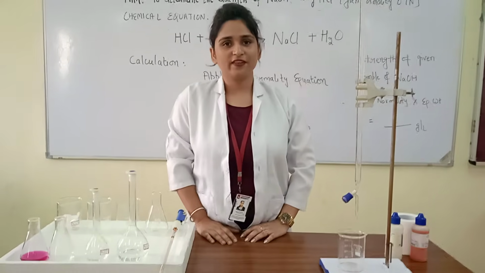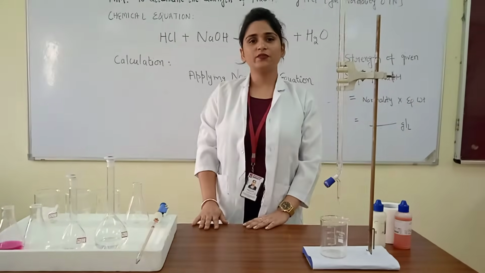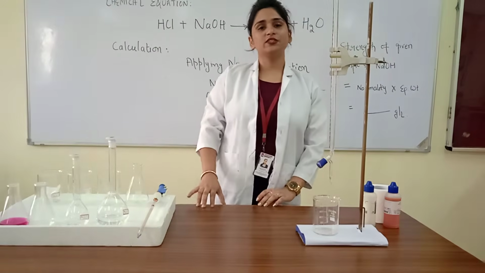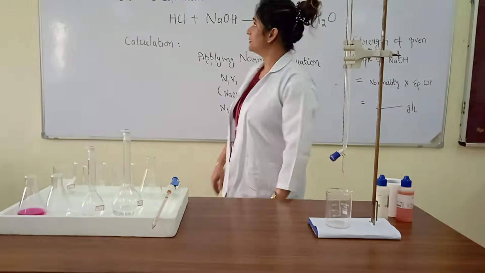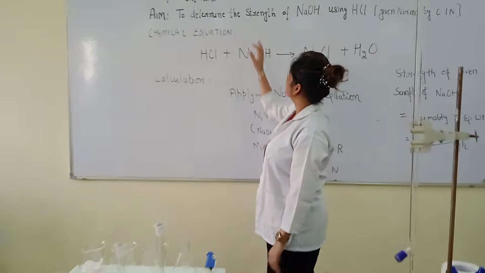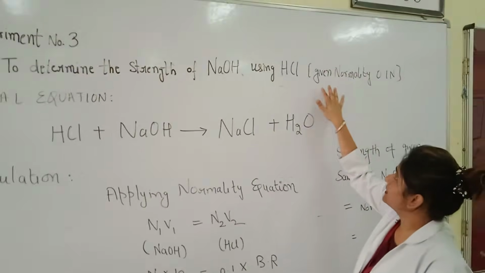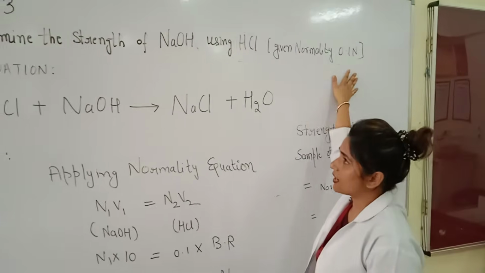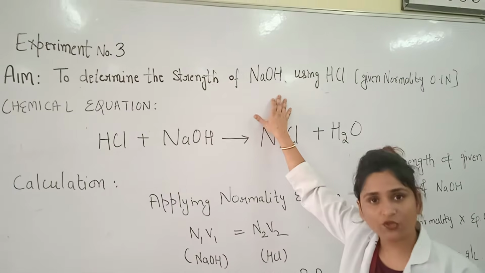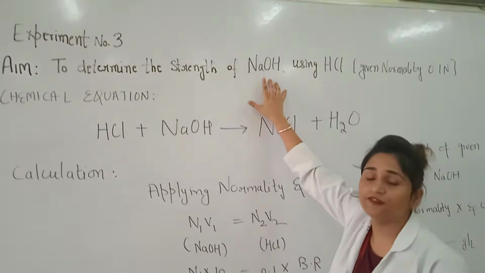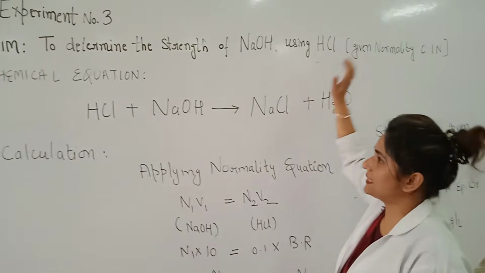I'm assistant professor of chemistry here, and I'm taking care of your BTP 207 analytical chemistry lab. For today's practical, we are taking experiment number 3, that is to determine the strength of NaOH using HCl. The strength of the HCl is given to us, but we don't know the strength of NaOH. So our aim is to determine the strength of NaOH by using HCl.